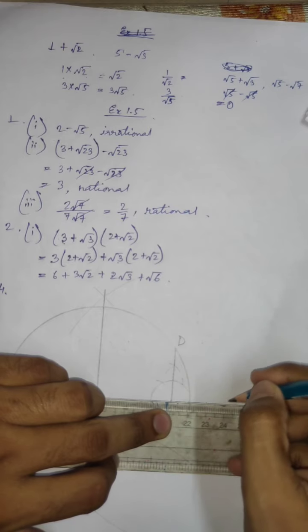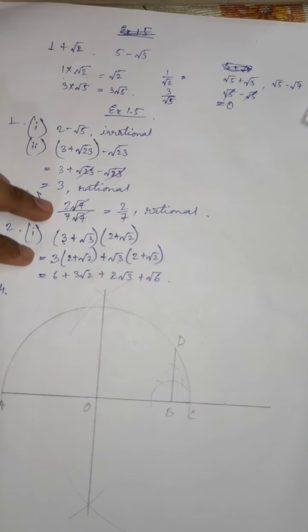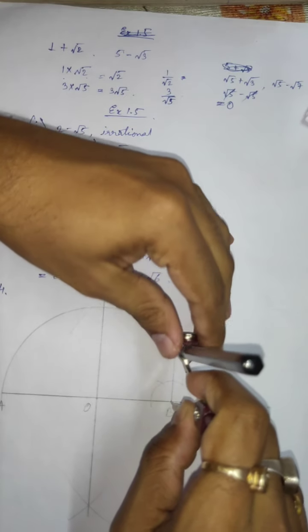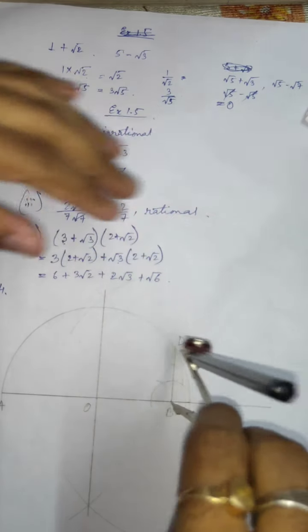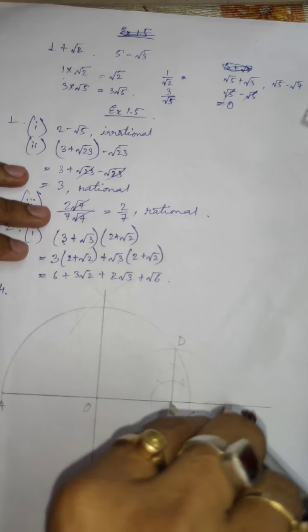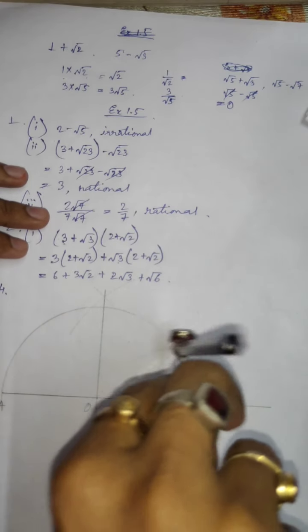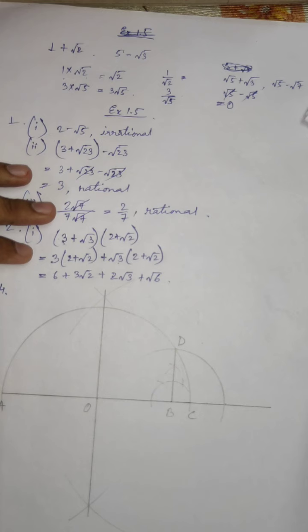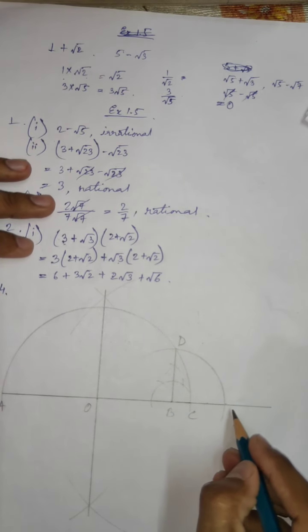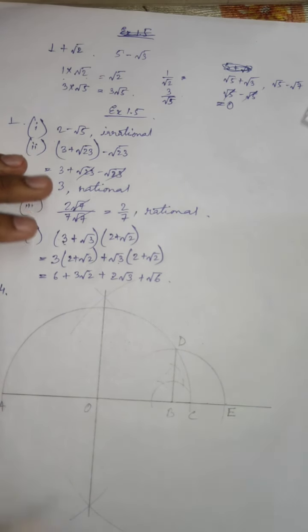You can mark 1 centimeter apart, but the last point is we shall take B as center and BD as its radius, and draw an arc. Now this arc intersects the number line at the point, say, E. This E will represent the position of square root of 9.3 on the number line.